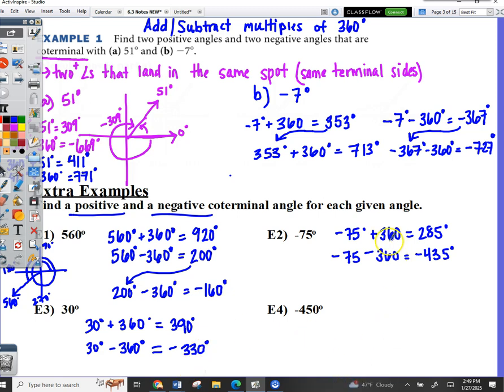Y'all got to tell me. Don't be embarrassed. Please don't ever be embarrassed. All right. This one's already negative, and it's already past a full rotation in reverse. So we have a couple of different ways we could go here. If I wanted to calibrate it back to between 0 and 360, I could add 360 here, and it's actually going to give me a negative coterminal. If I add 360, I end up with -90, right?